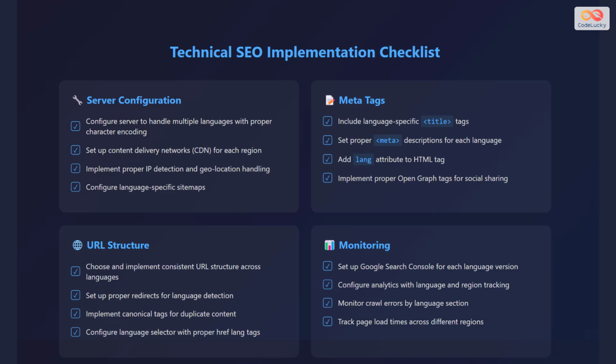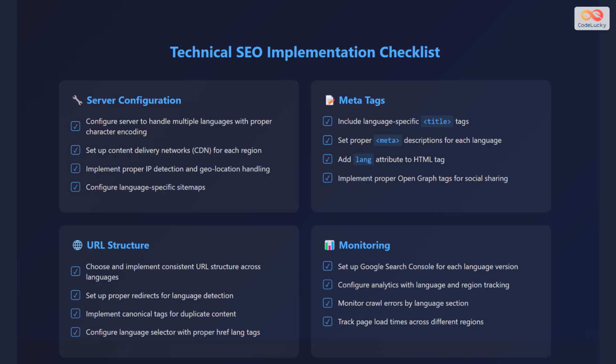Technical SEO is the foundation for international success. Here's a checklist to help you get it right. First, configure your server to handle multiple languages with proper character encoding. Set up content delivery networks or CDNs for each region to improve page load times.